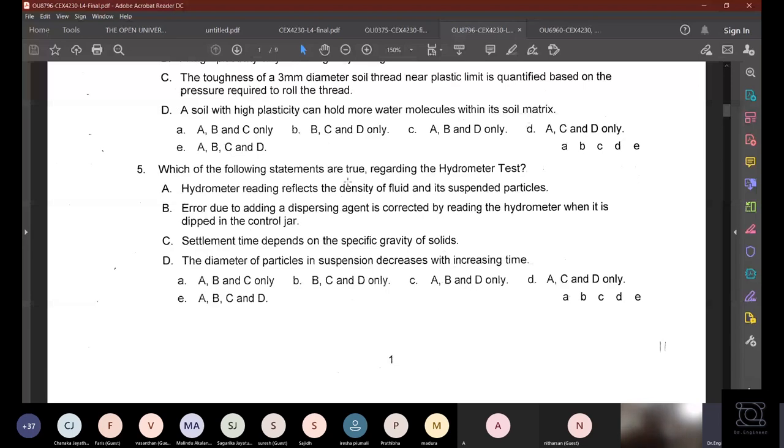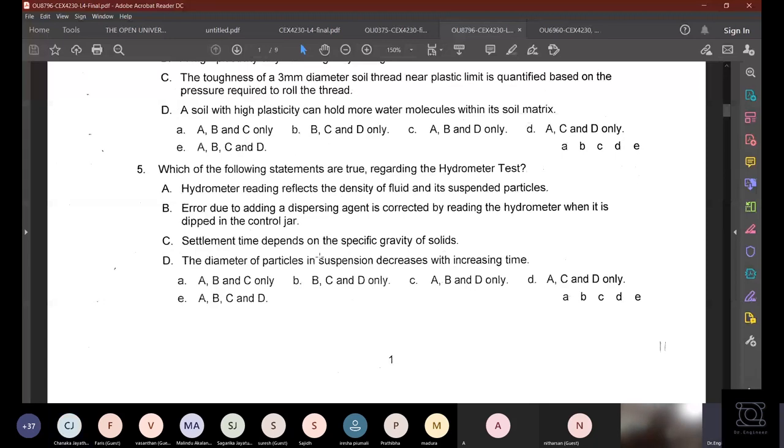Settlement time depends on the specific gravity of the soil. Yeah, it depends on the specific gravity of the solids, right? The diameter of the particle in suspension decreases with increasing time. Yes. So larger particles will settle first and the smaller particles will settle later. So the particle size is decreasing with time. So all the statements are true, right.